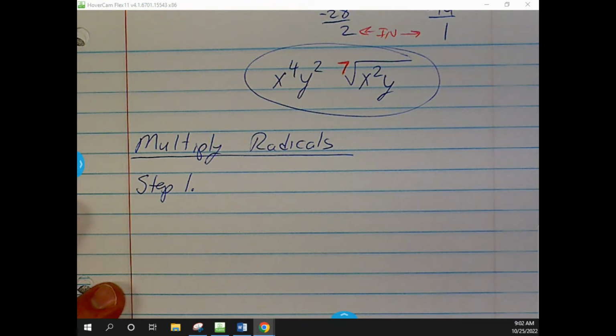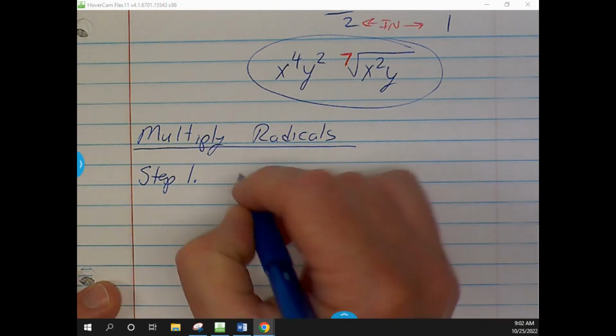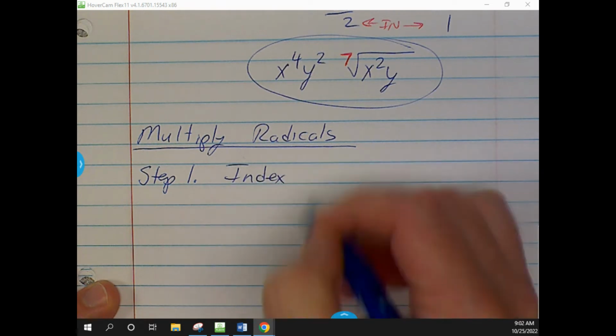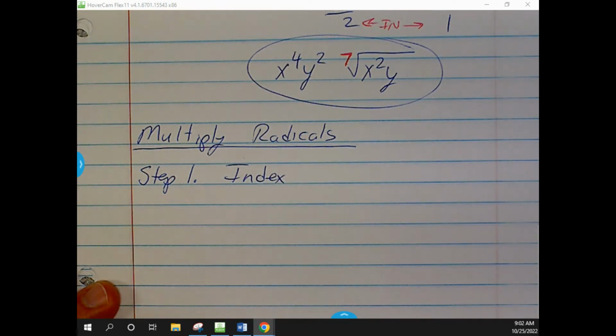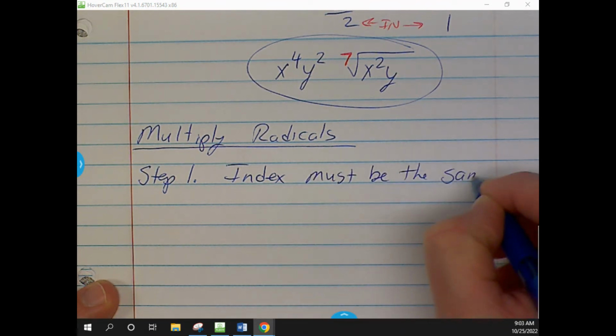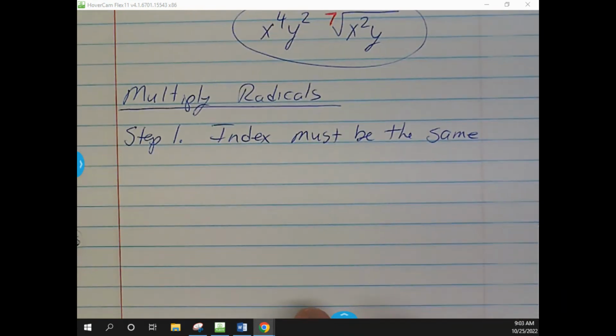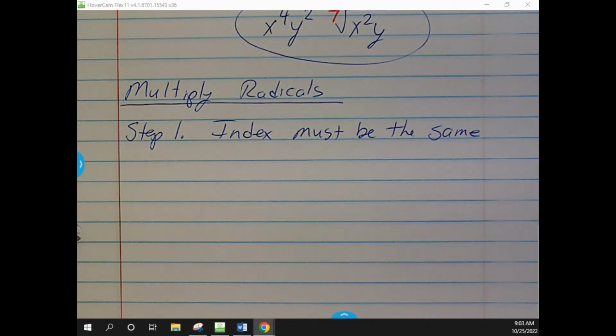All right, step 1. Now, step 1's not really a step. It's more like a check before you do your steps. Really, we should call this a check and not step 1, but anyway, we'll do it this way. If we're looking at two different radicals, the index must be the same. If the index is not the same, you cannot multiply, add, subtract, or divide. So before you can do any operation with radicals, the index has to be the same in both radicals. If the index isn't the same, you just skip it and go on. Nothing else you can do to it.